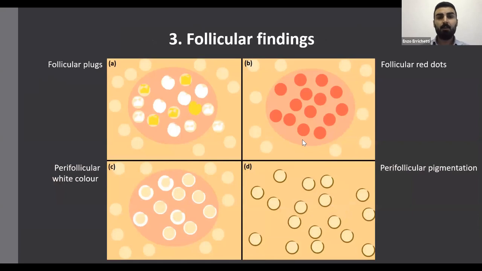Follicular findings, four types of follicular findings. Follicular plaques, including yellow, white, tear-like shaped, round, oval, everything. And follicular red dots, which correspond to the presence of a perifollicular inflammation. Perifollicular white color and perifollicular pigmentation.